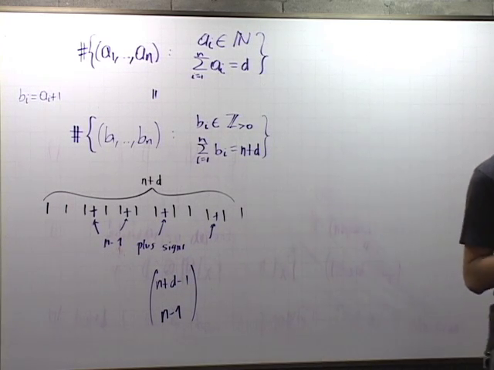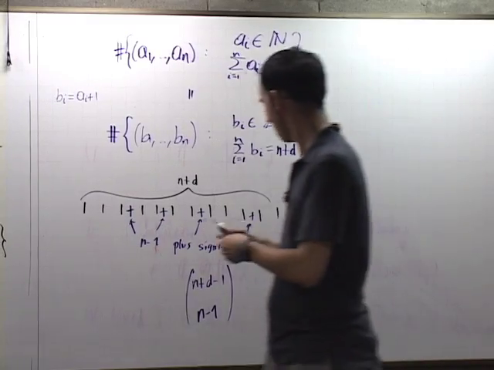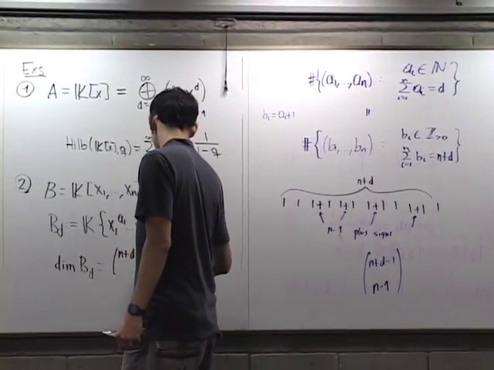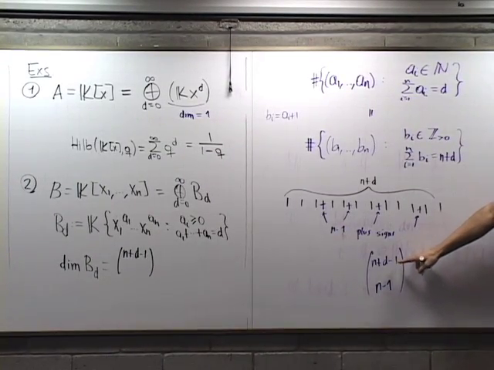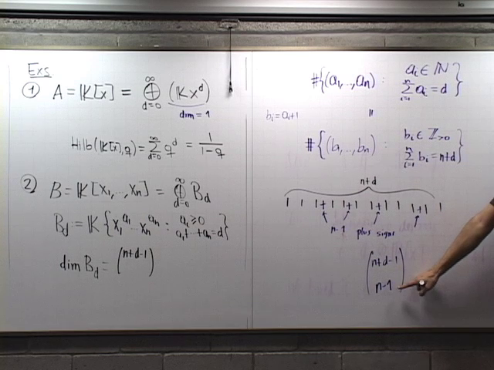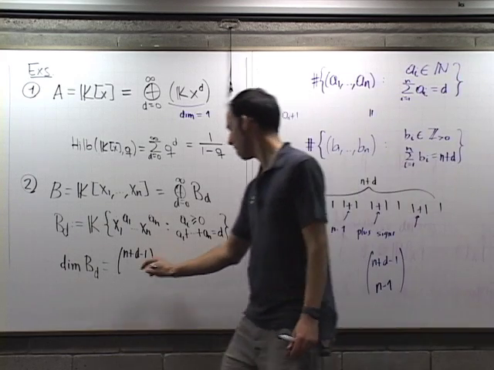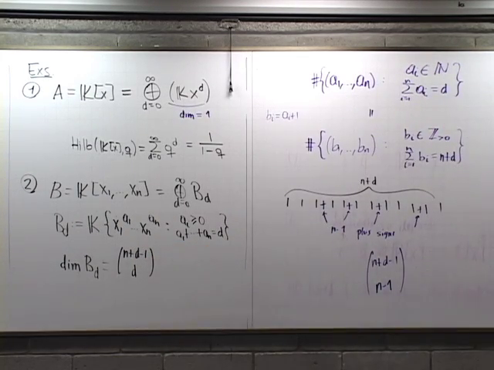Okay. So that's the answer. The dimension is n plus d minus 1 choose n minus 1. Remember that a choose b is the same as a choose a minus b. So instead of writing this, I'm going to write this. And they're the same thing. Okay?